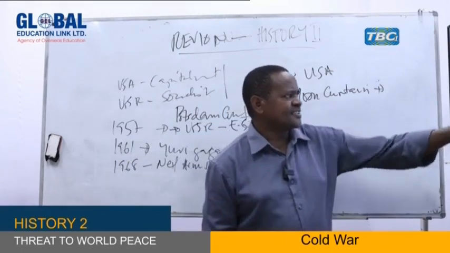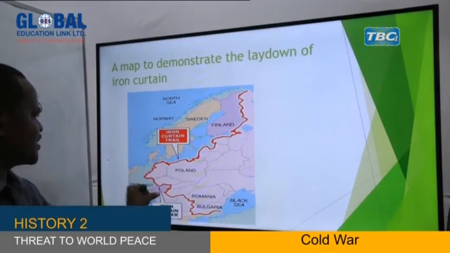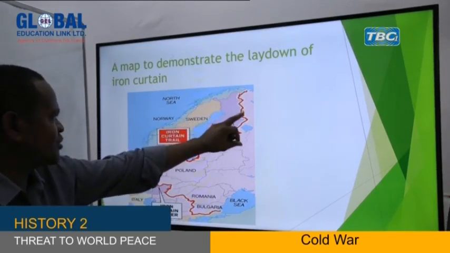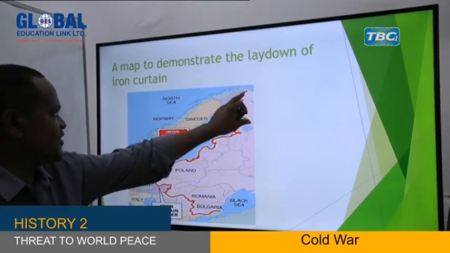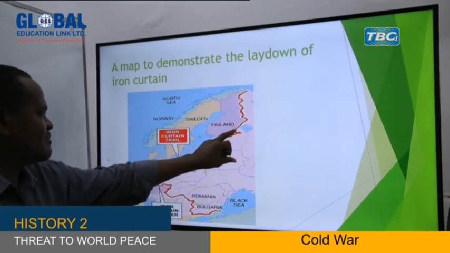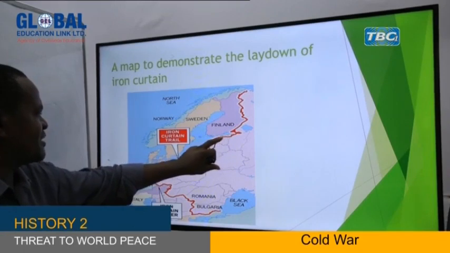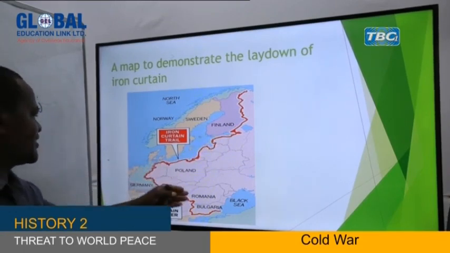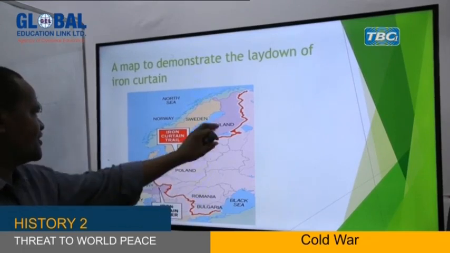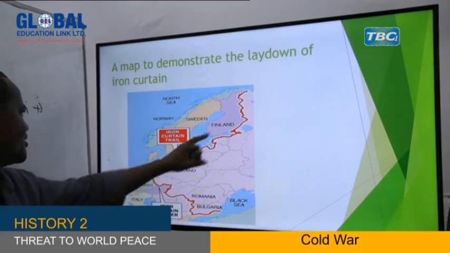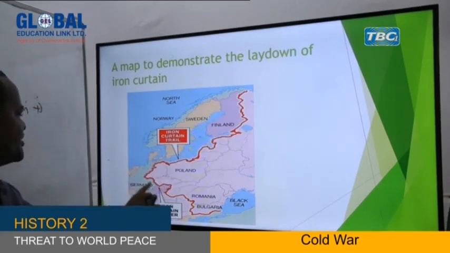My dear students, this is the map of Europe which shows the manifestation of that Cold War. This is the Iron Curtain he was referring to. You can see this red line. This red line implies that there was a separation between the Eastern countries and the Western countries. This is Poland, this is Romania, and this is Finland, Sweden, Germany, Italy, and so on. So this is an Iron Curtain according to Winston Churchill.